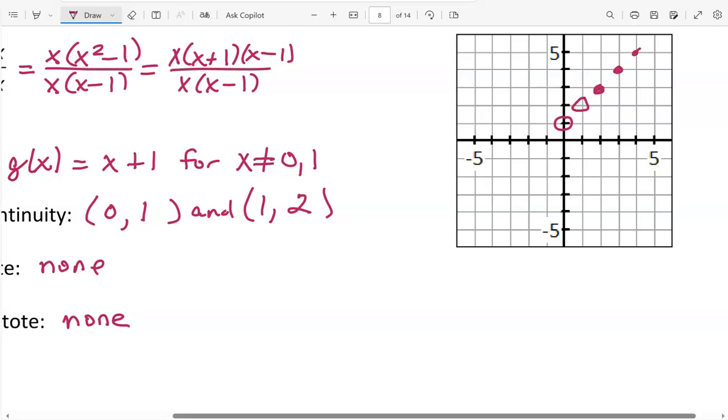So now we can graph some additional points here for accuracy. And this will just be that line with those 2 points removed, so indicated with the holes in the graph.